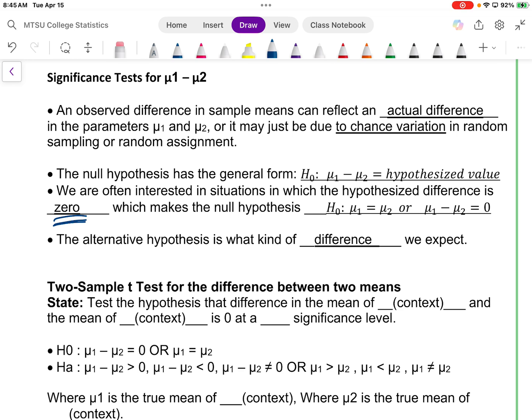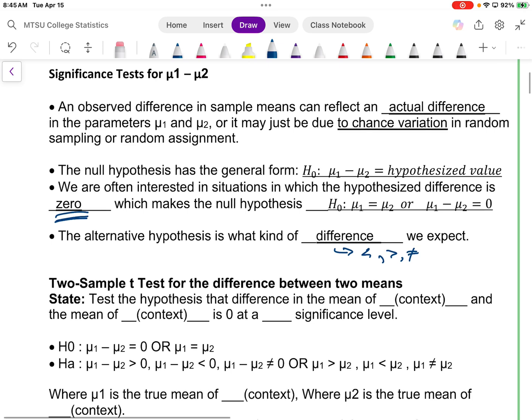The alternative hypothesis is what kind of difference do we expect? Is it greater than? Is it less than? Is it not equal to? And so again, when we're looking at this statement here, we have to read what they are looking for. Is it different? Is it less than what we expect, or is it greater than? I have an example of some of the things written down below.